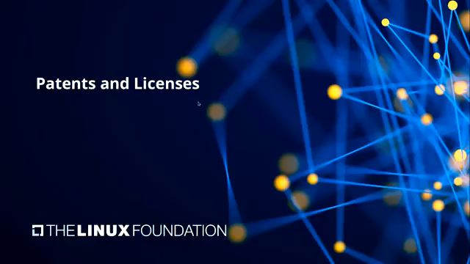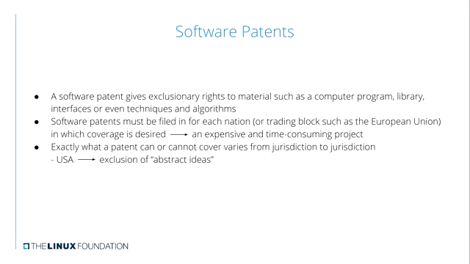Let's have a brief discussion of the relationship between software patents and software licenses. A patent gives exclusionary rights to the owners of the patent. It could be rights to the program, the source code in the program, the library interfaces, and in some cases, unfortunately, even techniques and algorithms.